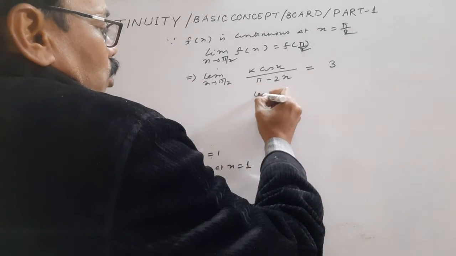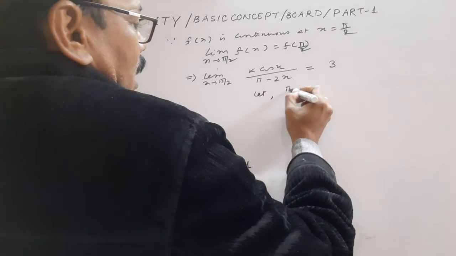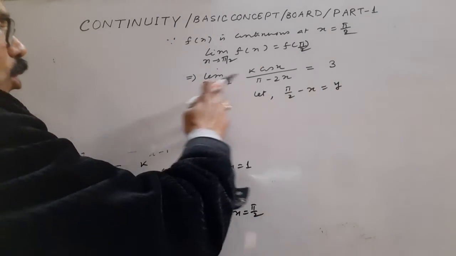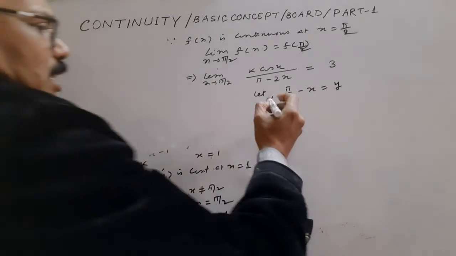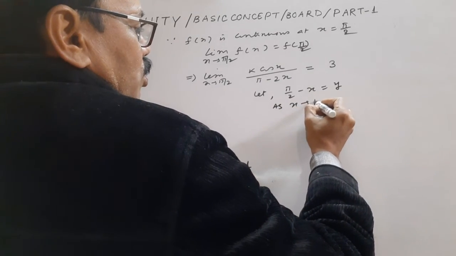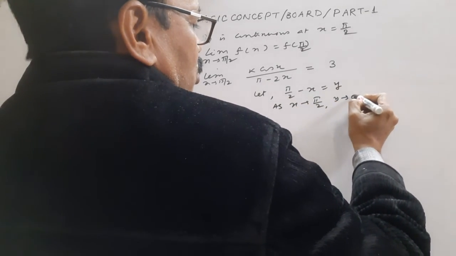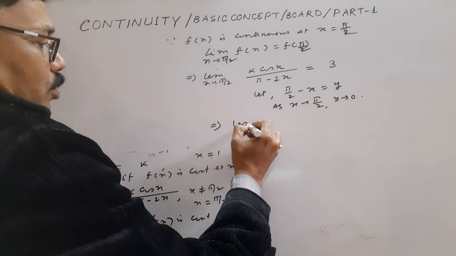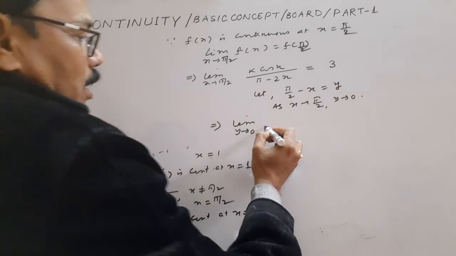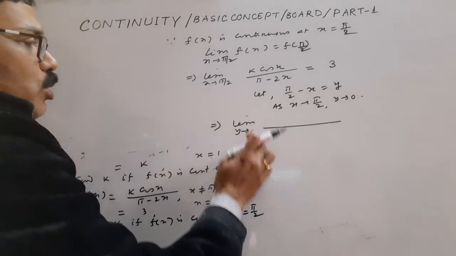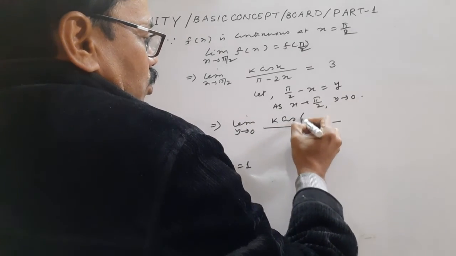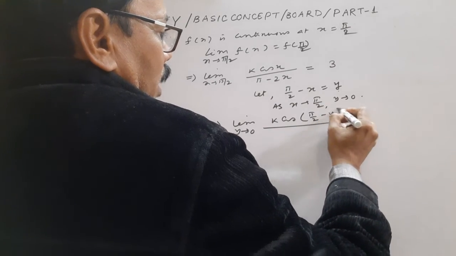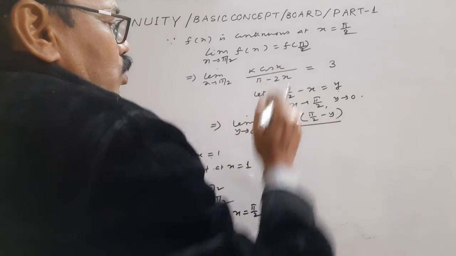So what is your rule? The rule is to take the difference as another variable. So pi by 2 minus x equals to y, or x minus pi by 2. Then change the limit. As x tends to pi by 2, y tends to 0. So this is our main aim. So you change the variable x in terms of y. y tends to 0, k cos, what is x? x is pi by 2 minus y.